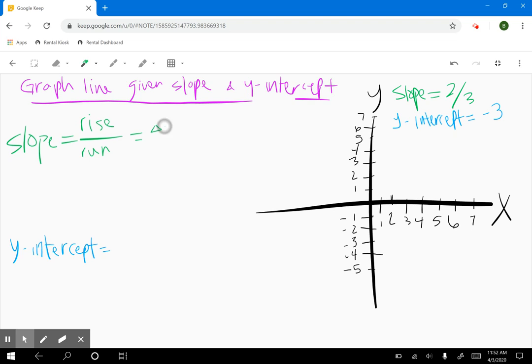Another way to think of it is the change in y over the change in x, which basically all that is saying is how many units are we going up or down? Up if it's positive, down if it's negative. How many units we're going up or down for every unit we go right.